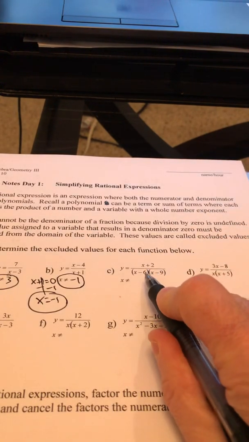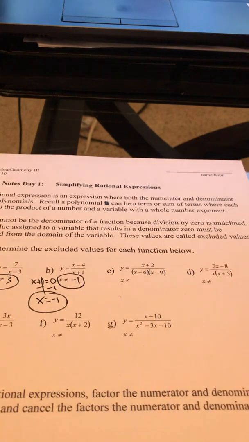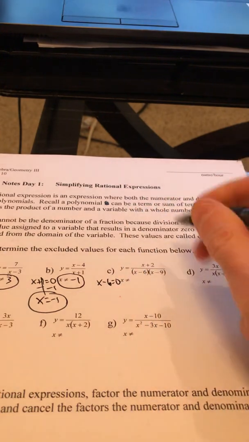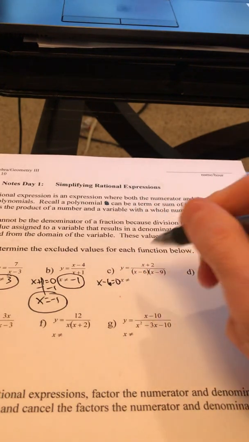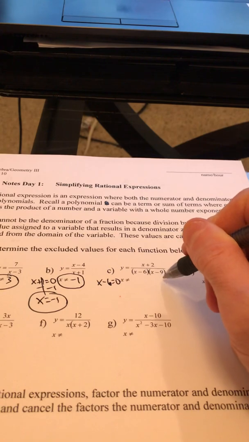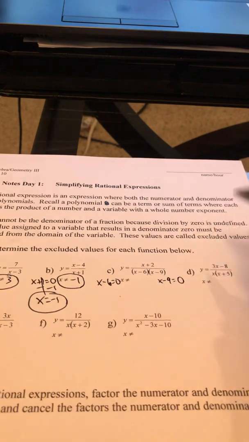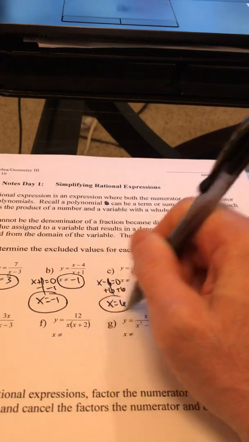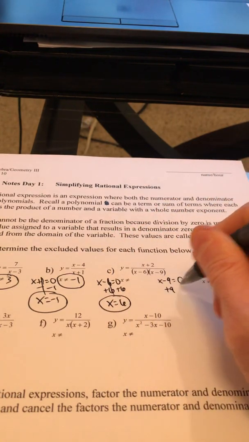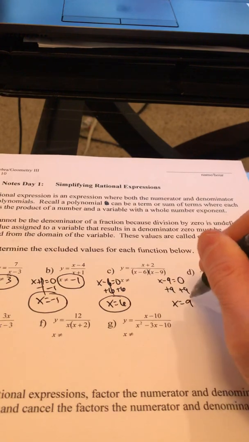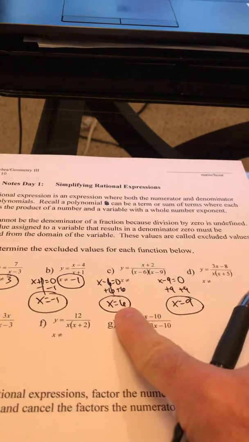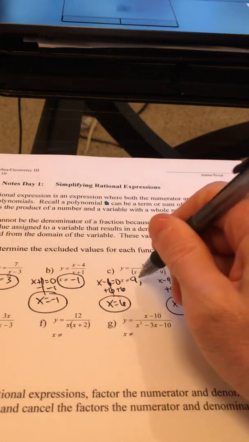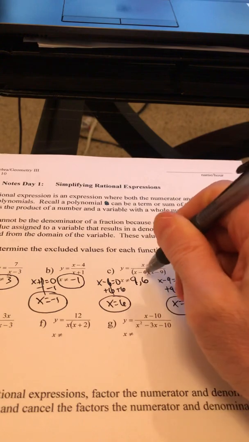Sometimes you can even have more than one excluded value. So for this one, I'm going to take x minus 6 and also x minus 9. So for the 6, I am going to have to add. For the minus 9, I'm also going to add. So for this one, we actually are going to have two excluded values. One of them is that x cannot equal 9. x can also not equal 6.